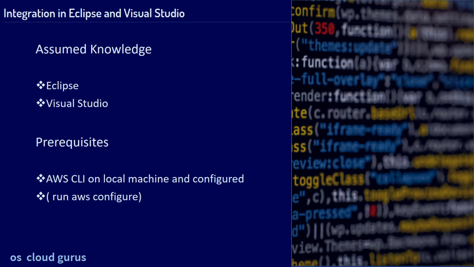For this lesson, you should already have some knowledge of Eclipse or Visual Studio, depending on what tool you prefer. And you should also have the AWS command line on your machine and configured. This means you have run the command aws configure at least once.